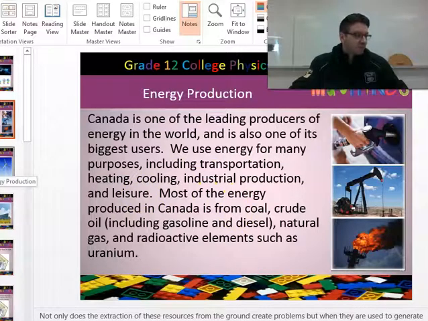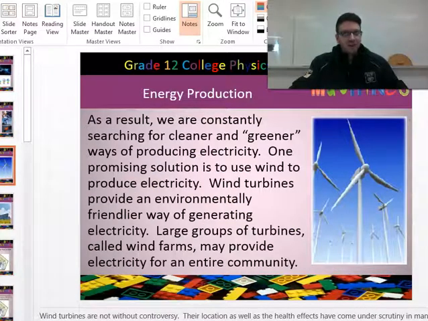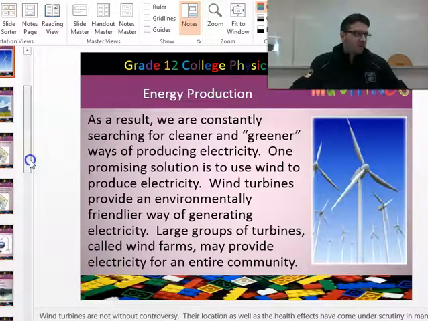And there's lots of forms that we use: wind power, fossil fuels, nuclear power. We're not going to go over all the pros and cons of each, but there are pros and cons of each, as we talked about in grade 9.